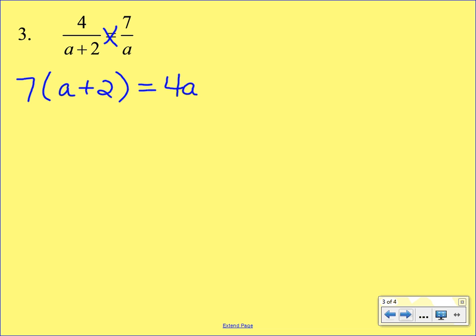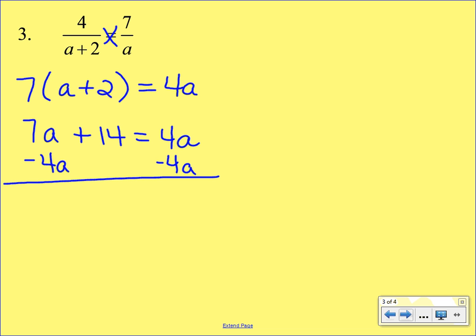So we'll start by distributing, just like we did on the other ones. So we'll have 7a plus 14 equals 4a. But now, if we follow what we've always been doing, we would move the variable to the left-hand side. So we're going to go ahead with that. We're going to subtract 4a. And here's where a lot of you would just lose your equal sign. So you need to be really careful here. We never lose the equal sign.